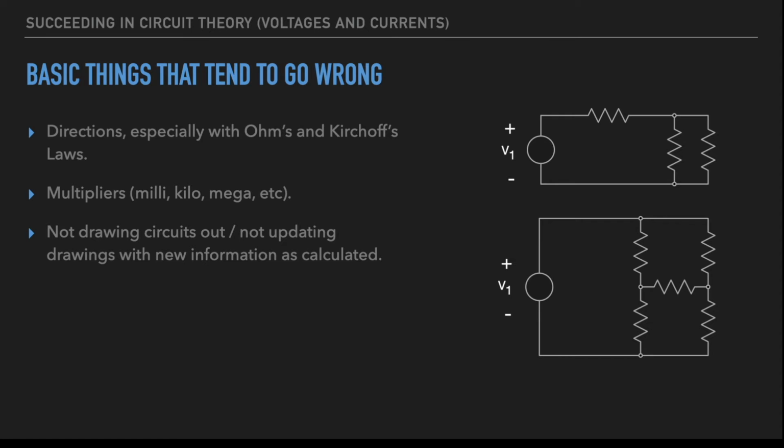Not drawing circuit diagrams out and not updating your drawings with new information as it's calculated. In circuit theory, the actual theory itself isn't particularly difficult, but everything starts becoming quite complex. So it's a bit hard to keep a handle on all the information that you're calculating. The best place to do this is usually the circuit diagram. It captures the complexity of the system quite well, and if you record all of your values as you work them out onto it, and if you make any changes to it, you record them on it as well, then you'll be in good stead for being successful.